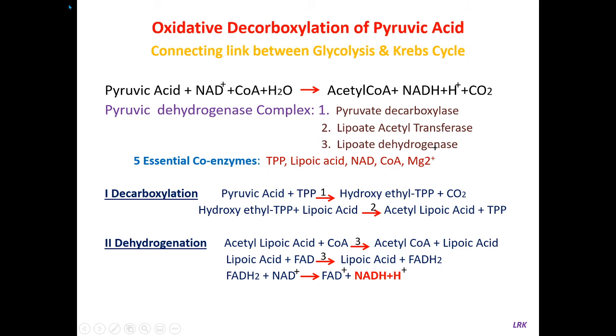Then we saw oxidative decarboxylation of pyruvic acid. Pyruvic acid, as such, doesn't enter into the Krebs cycle. It first undergoes oxidative decarboxylation, and acetyl coenzyme A is formed. This acetyl coenzyme A is the connecting link between glycolysis and the Krebs cycle. Immediately after the formation of pyruvic acid, it enters into the mitochondrial matrix, where it undergoes oxidative decarboxylation and acetyl coenzyme A formation takes place. This acetyl coenzyme A enters into the Krebs cycle.